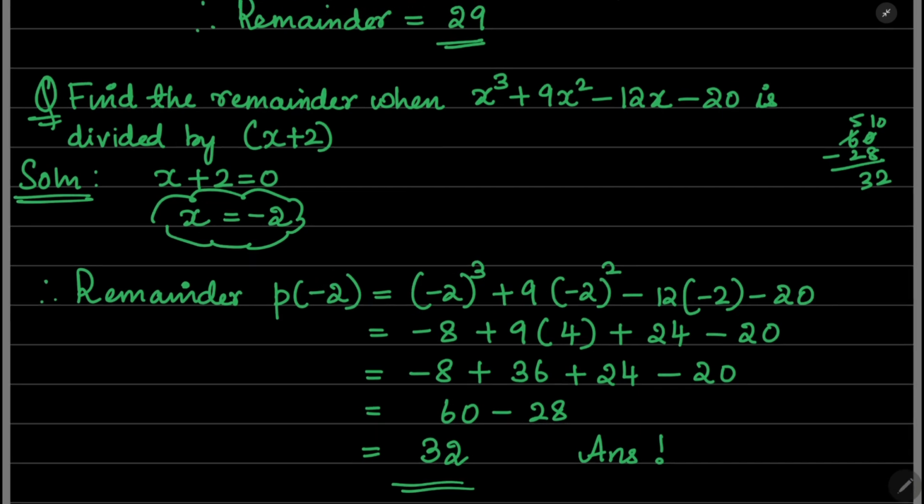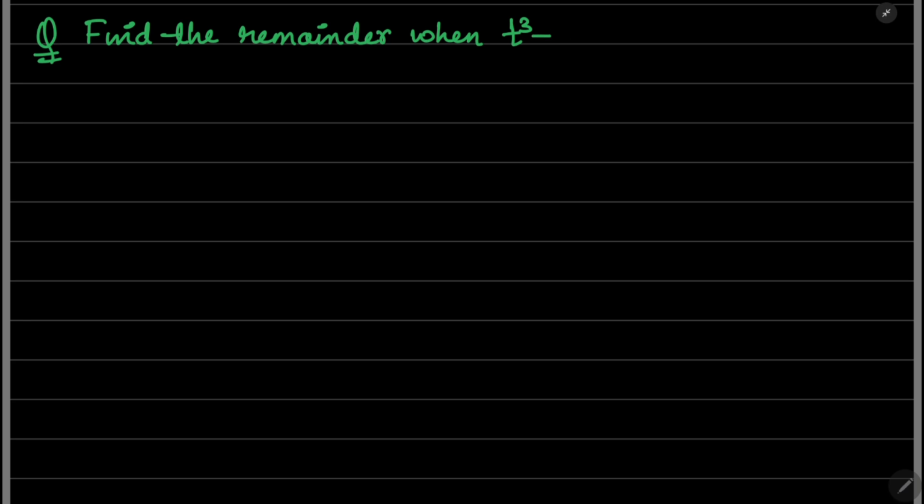Okay, so let us do another question. The question is, find the remainder when t cube minus t square plus 2t minus 4 is divided by t minus 1. Okay, so can we do it now?